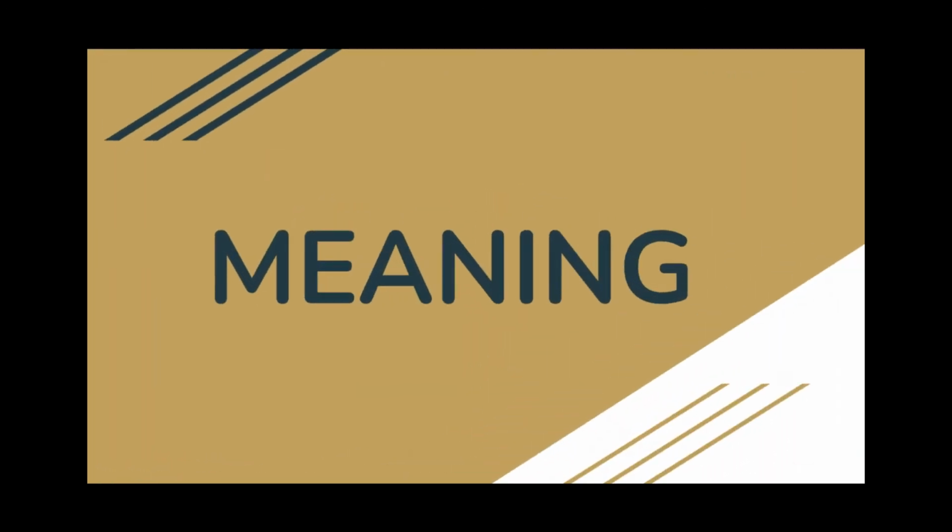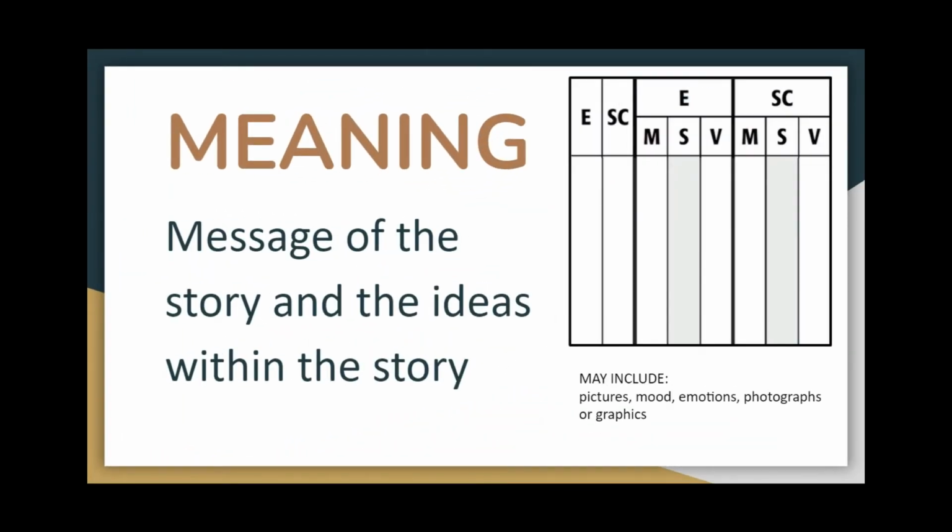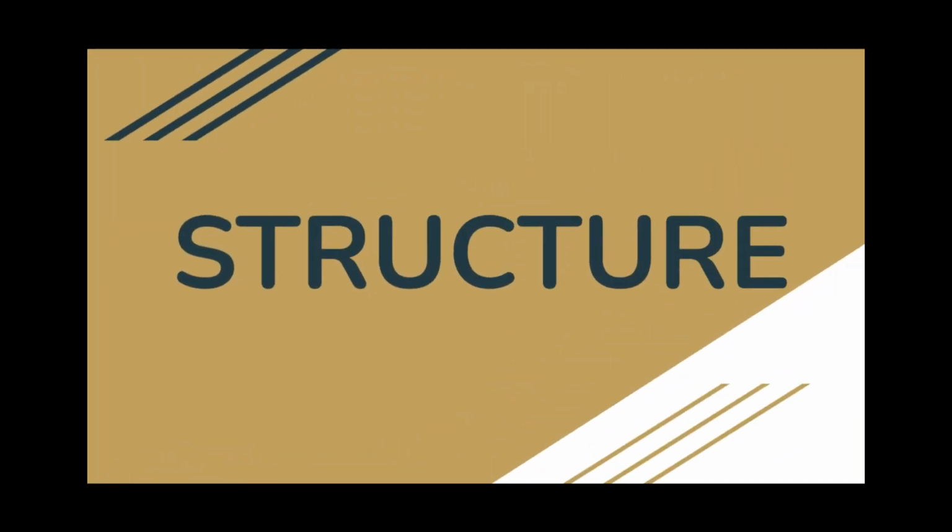And so let's break it down. Just a quick review. Meaning is the message of the story and the ideas within the story. That could include pictures, mood, emotions, photographs, and graphics. So as you're sitting close to the scholar, if you notice that they are heavily weighing on pictures, mood, emotions, photographs, and graphics, you might be able to say that meaning definitely played a role and had an impact. Let's look at structure.